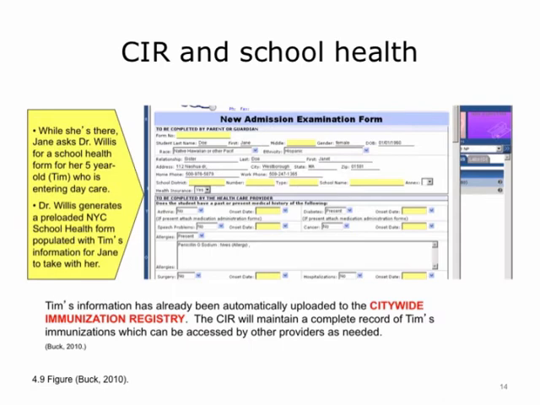Since she is there, Jane also asks her doctor for a school health form for her 5-year-old Tim, who is entering daycare. Dr. Willis is able to print a preloaded New York City school health form from the screen here. Incidentally, the EHR also sends all immunization information automatically to the Citywide Immunization Registry, CIR, which maintains a complete record of Tim's immunizations.